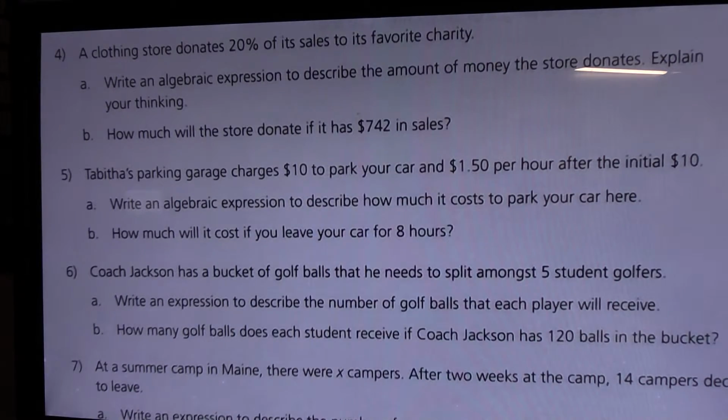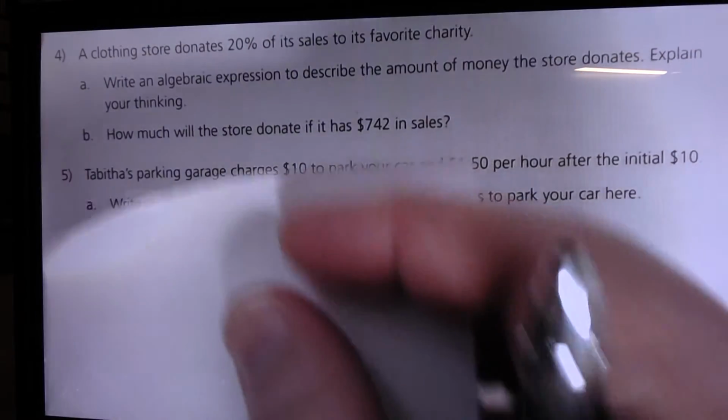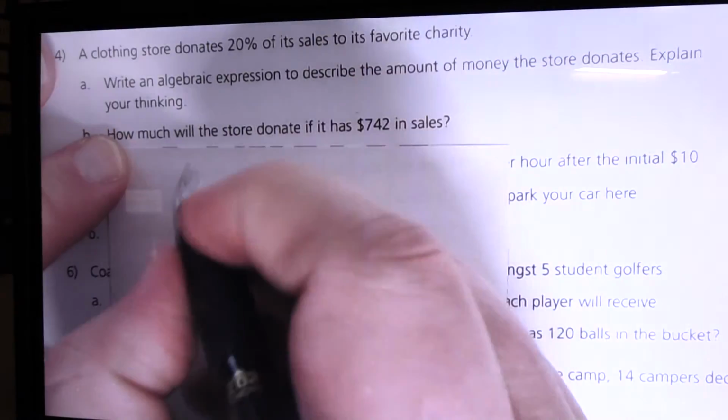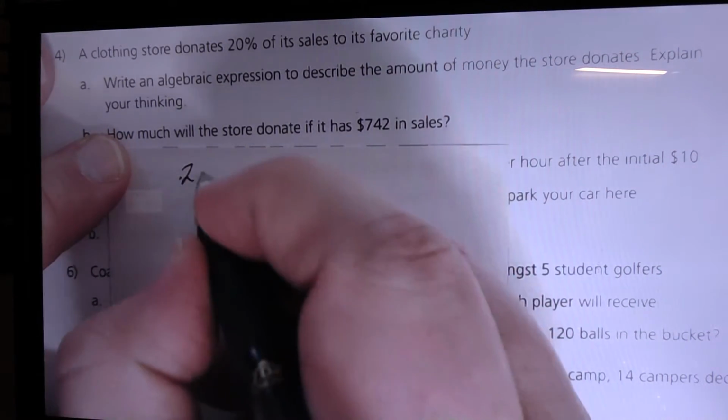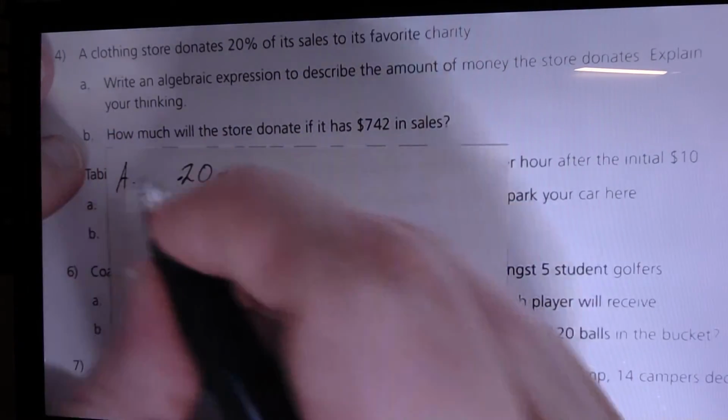So I'm going to go ahead and get a little scratch paper here. And I did mental math when I said that was going to be 20 hundredths. So 20 hundredths X, and that's going to be part A.